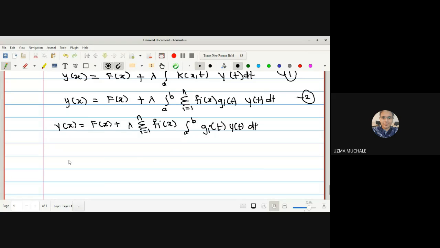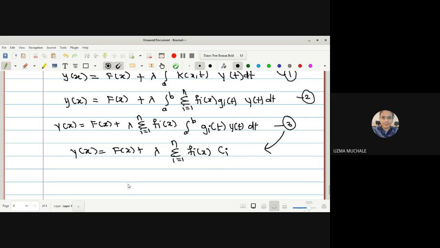What we have done in the last method, the same method we have applied. Instead of having a value of f of x, here we have f of x is 0. Again, we have to follow the same procedure, correct? Let me name this as equation 3. Now, we can have y of x is equal to f of x plus lambda summation over i from 1 to n fi of x into, now we can write it as ci, since gi for different values of i we get the different ci.